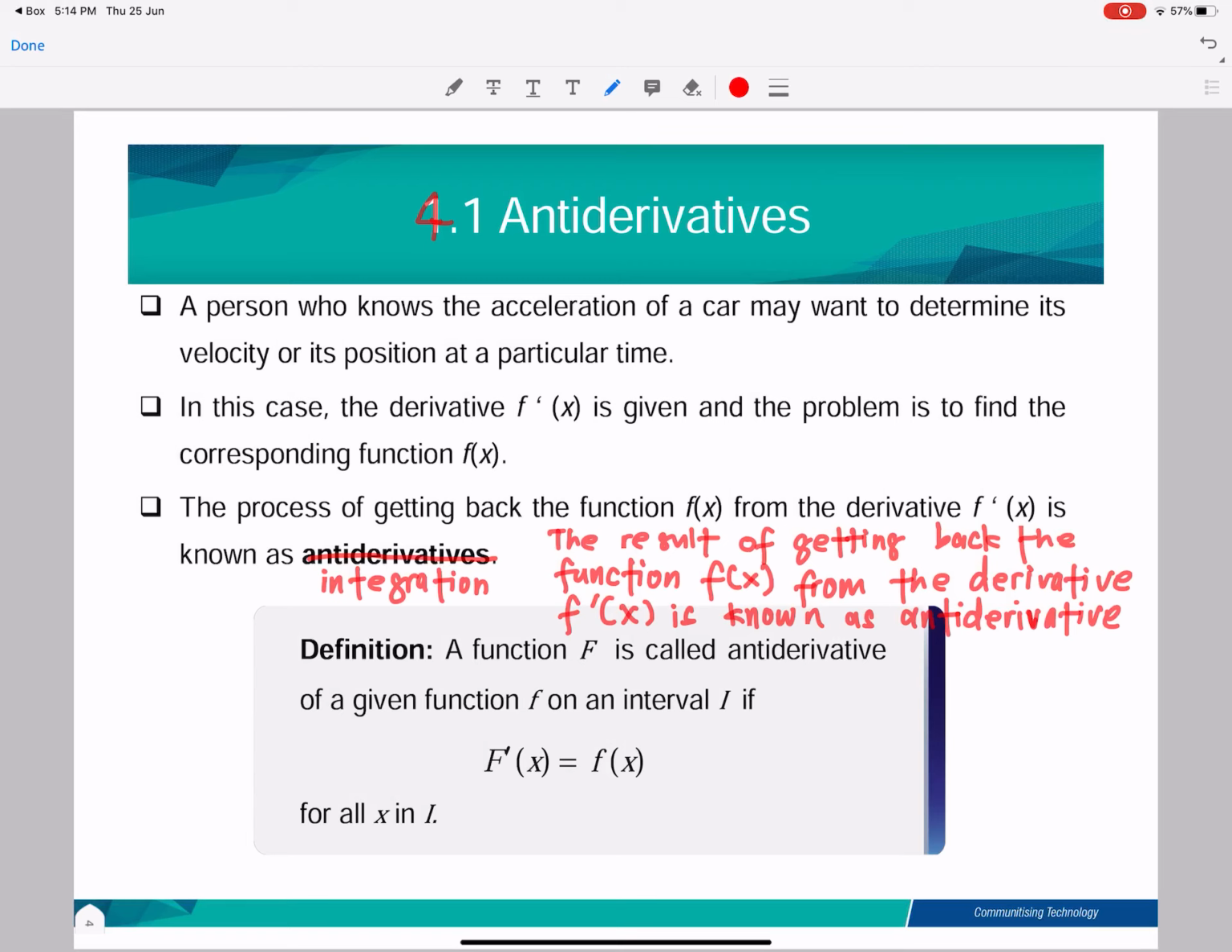Assalamualaikum and hi everyone. In this lecture video, we are going to discuss two topics. The first one will be 4.1 antiderivative and the second topic will be 4.2 indefinite integral.